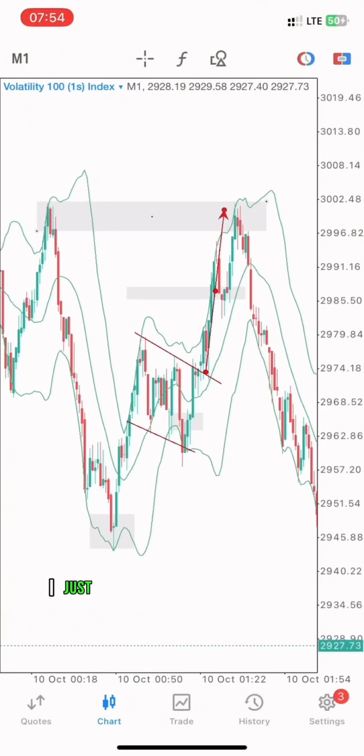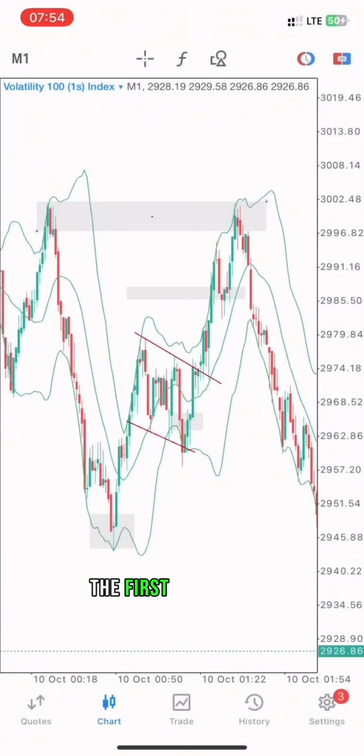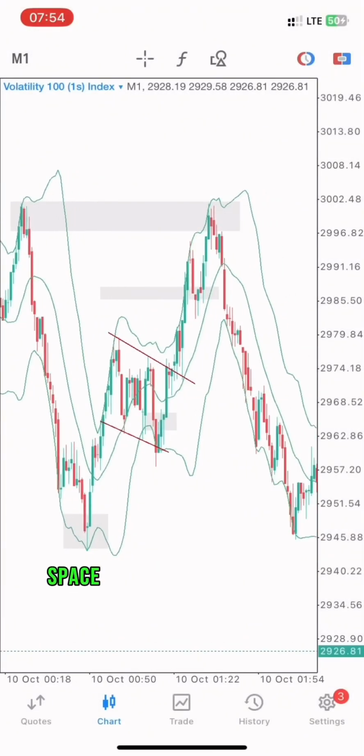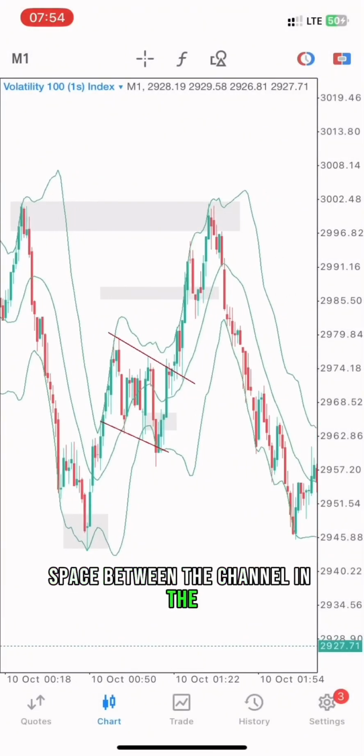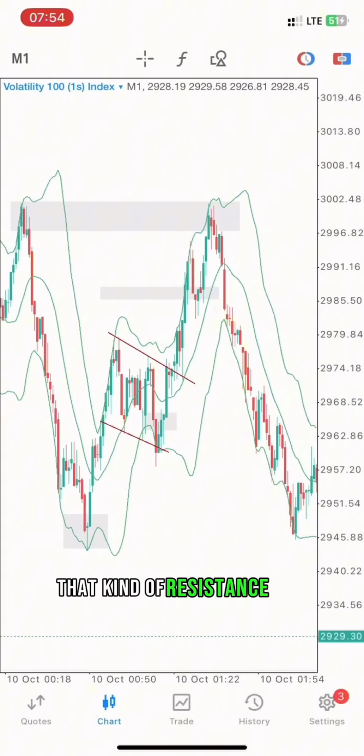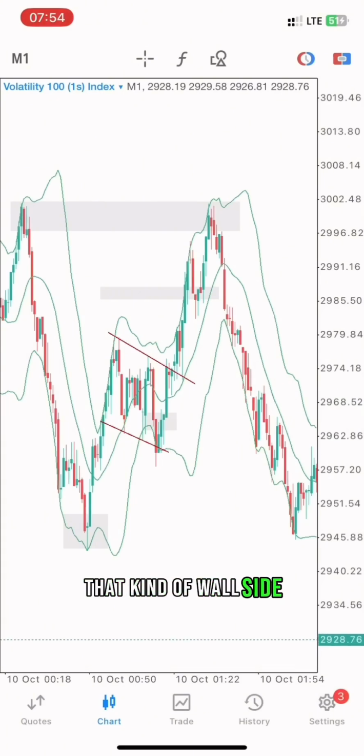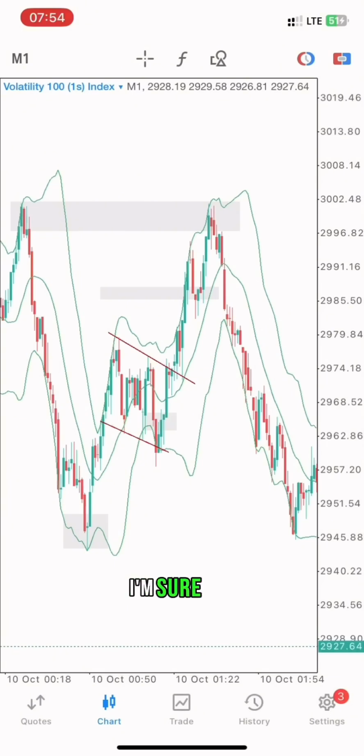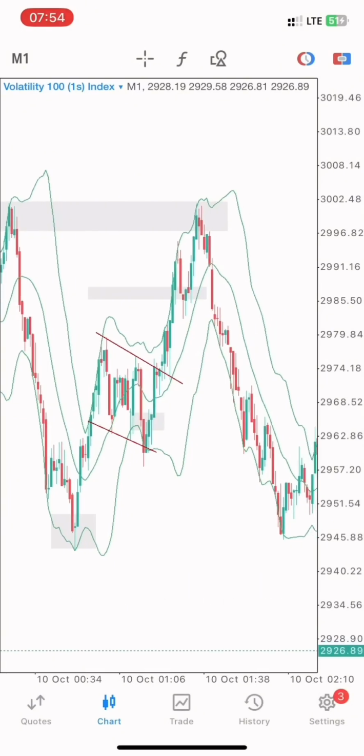The first and the second, I just did the first and the second. The first, you use the space between the channel in the flag. Then the second, you just use that kind of resistance to the left, that kind of wall side, and I'm sure you see what I've done here.